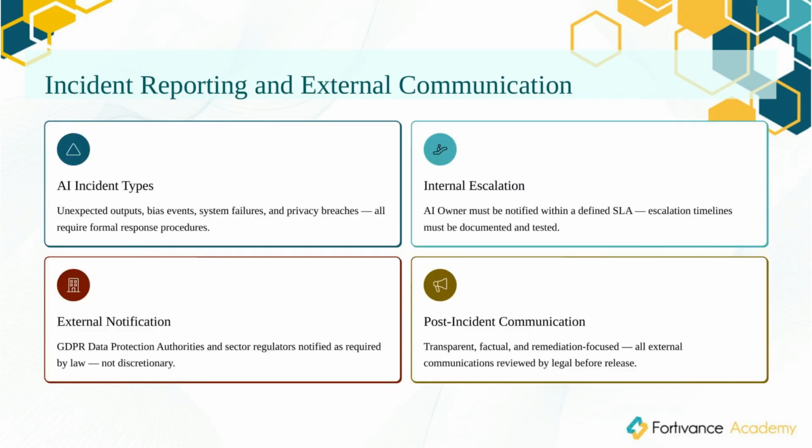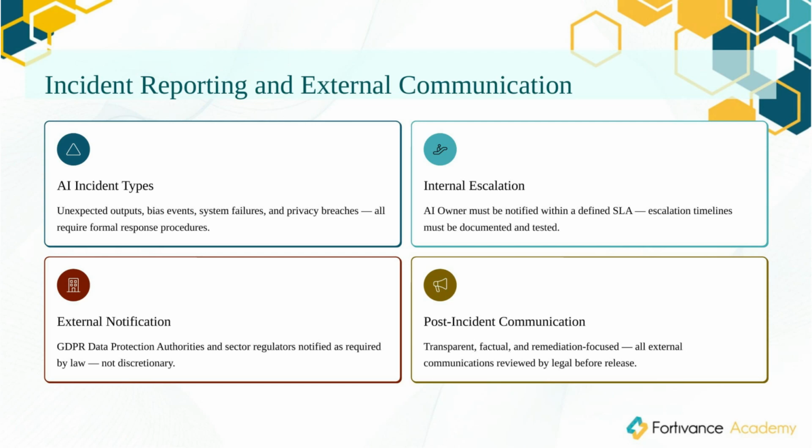Let's finish with the moment everyone dreads when something goes wrong, because it will eventually. What counts as an AI incident? It could be unexpected outputs, a bias event surfacing, an outright system failure, or a privacy breach. The first thing that should happen is internal escalation. Your AI owner needs to be notified within a defined service level agreement, not whenever someone gets around to it. Speed matters here. Then comes external notification.